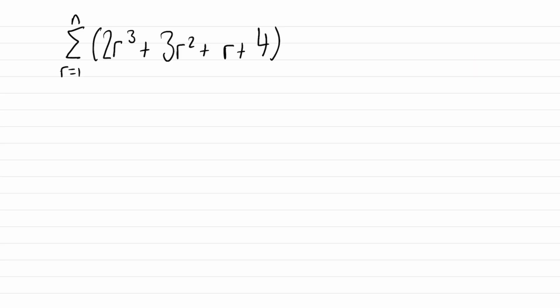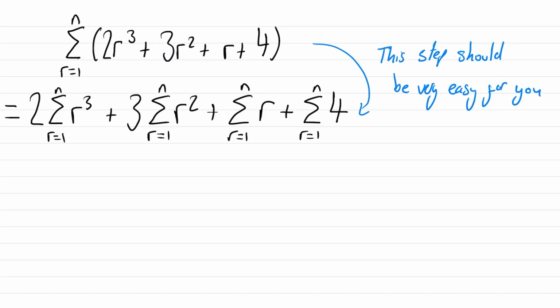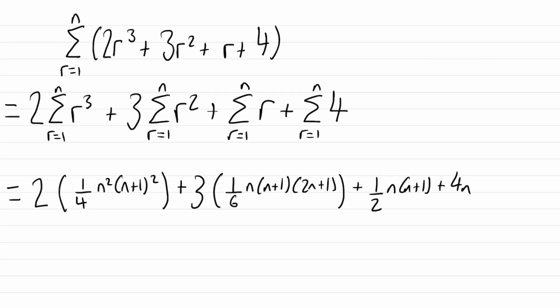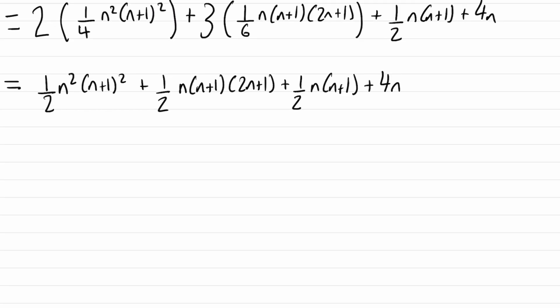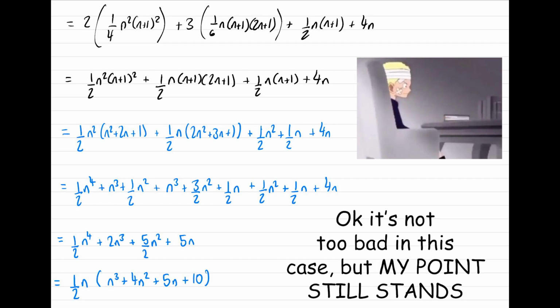So let's just do this question to test what we've learned. Use linearity to split this up. You've got to get to the point where this step is just very easy for you to do. Now we just use our identities and expand these brackets. Okay, now what we don't want to do here is expand everything out, because it's just going to take ages to multiply and simplify it all.